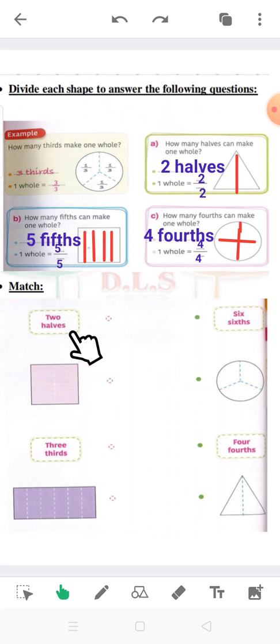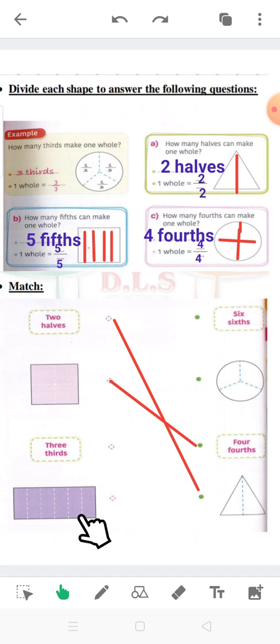Here we have matching. 2 halves means 2 equal parts. So I will match this with these parts, 2 equal parts. Here we have 1, 2, 3, 4. So I've got 4/4. Here we have 3/3. We have here 3 equal parts. So I will join this with its shape. Here we have how many parts? 1, 2, 3, 4, 5, 6.